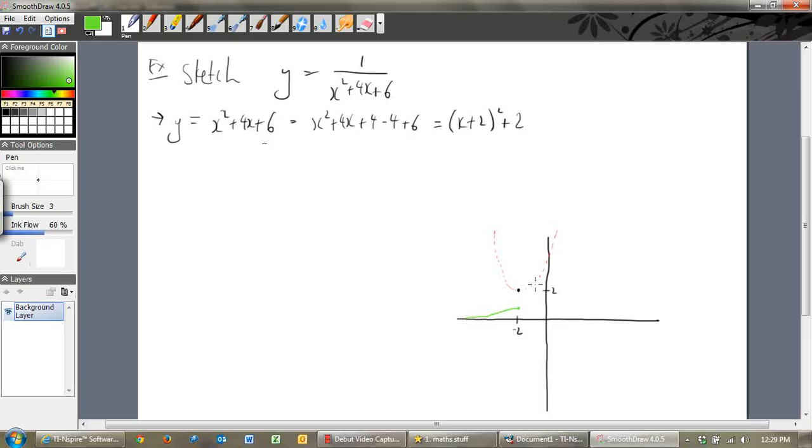Let's have a look in the other direction. What happens in the other direction? Well, again, as this gets bigger and bigger, its reciprocal gets smaller and smaller. So in fact, it goes down.